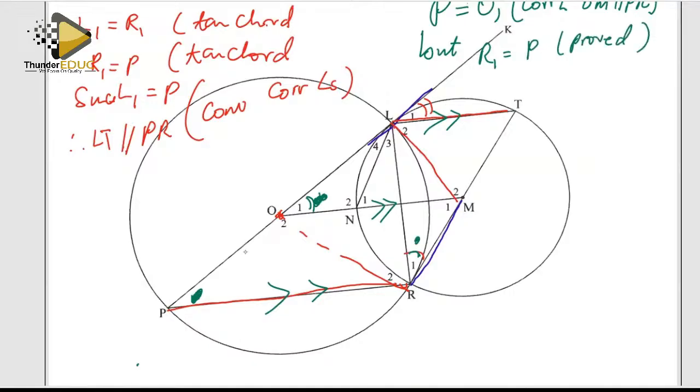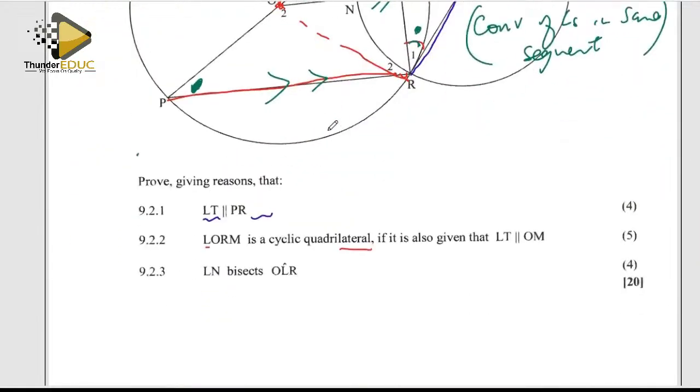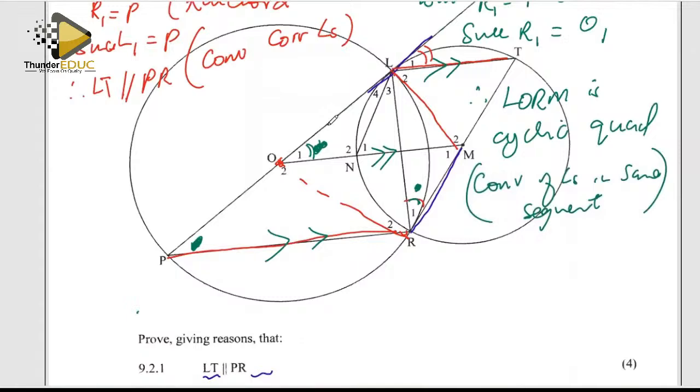And if that is true, it simply means that since R1 is the same as O1, because we have this kind of a bow tie, therefore L, O, R, M is a cyclic quad. And the reason is the converse of angles in the same segment, or angles subtended by the same chord. So that is what we were supposed to do in that case.